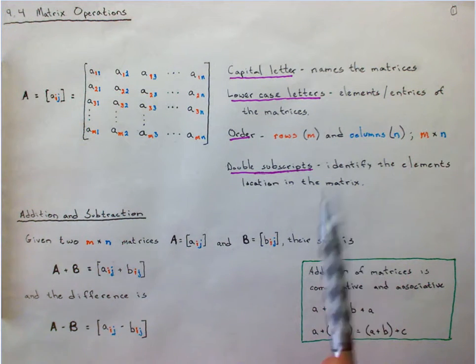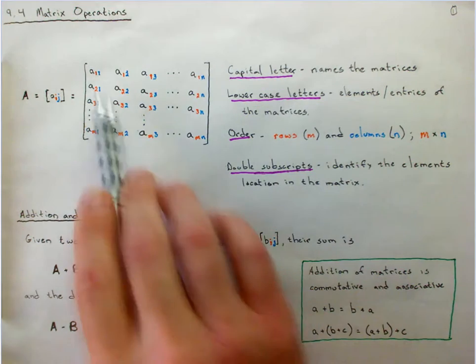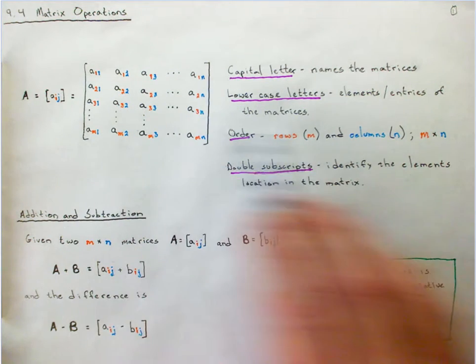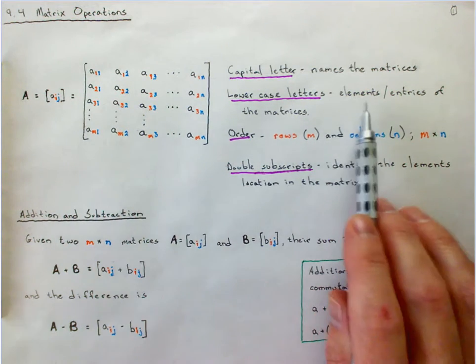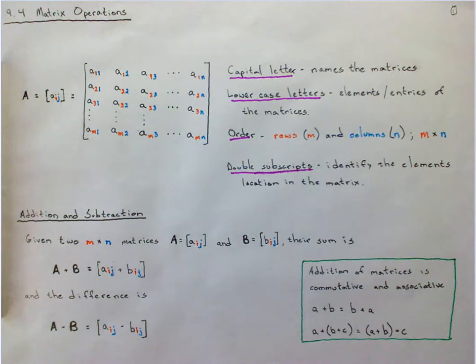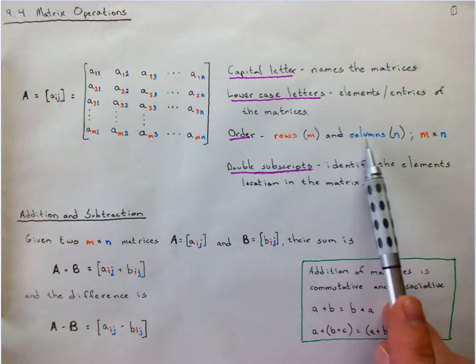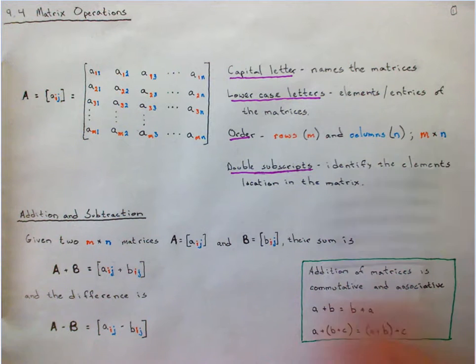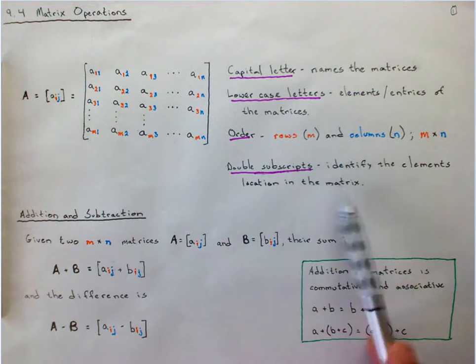The lowercase letters in this instance, lowercase a, deal with the elements or the entries of the matrix. The order of a matrix is how many rows and how many columns, and that's important to discern for matrix operations. The double subscripts identify the element's location in the matrix. So the first thing that we're going to talk about is addition and subtraction.